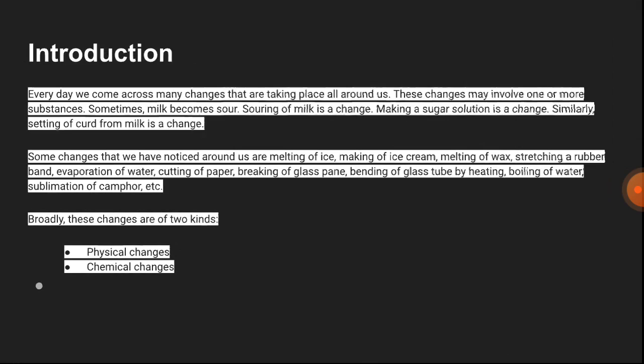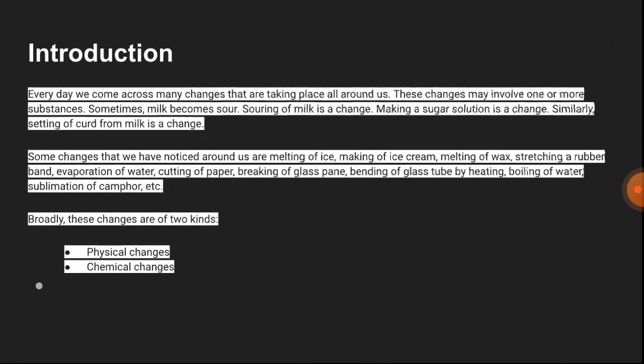Melting of wax. Wax means the candle we can make, no, that is wax melting. When you light the candle, what is happening? The wax will melt. That is also one type of change. Stretching a rubber band. When you take a rubber band and stretch it, the length of that rubber band will increase. That is also one change we can see. Evaporation of water. When you are boiling the water, water vapors will form, no, that is also one change.